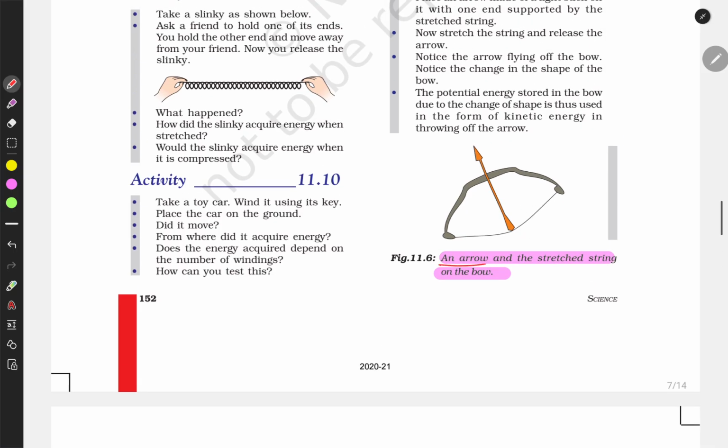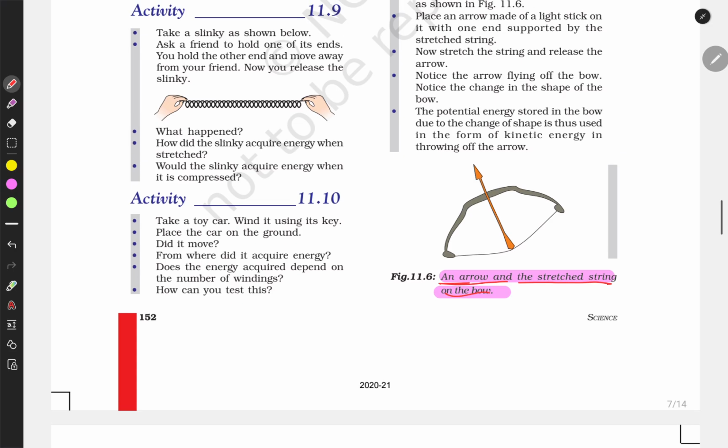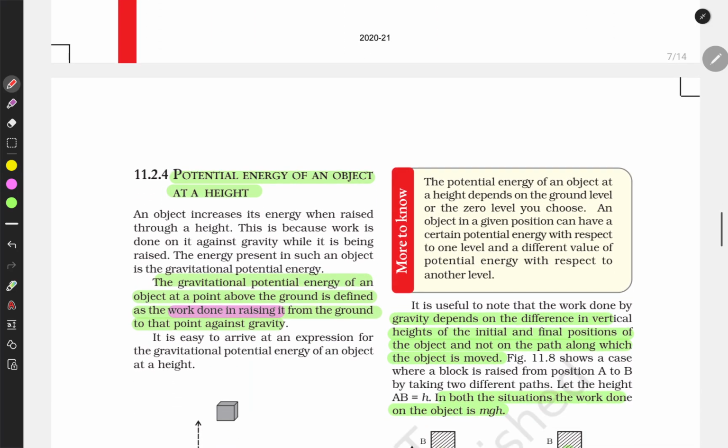Example of the bow and arrow. An arrow on a stretched string of a bow has potential. So the energy required to get it back will be equal to the potential energy, and it wants, with the same force, to go in the opposite direction.